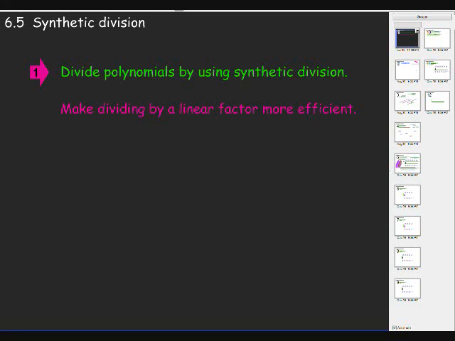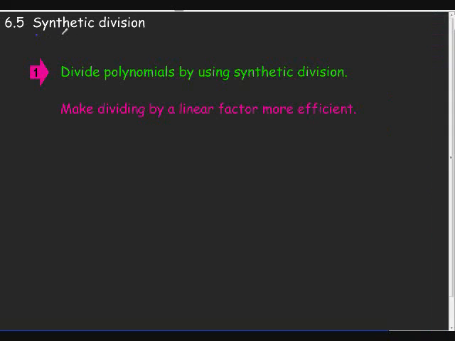Okay, kids, you're going to get full measure today. We're going to talk about synthetic division, which is a special subset of long division. We can only do it when we are dividing by a linear factor. So if we are dividing a polynomial by x plus or minus some constant.